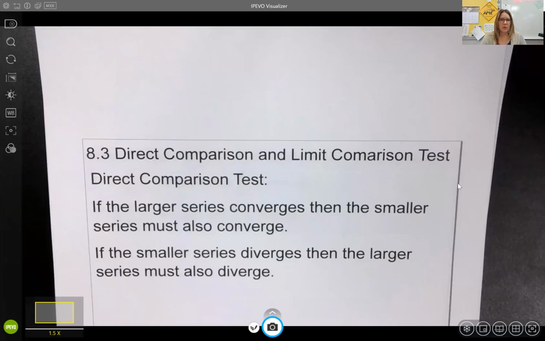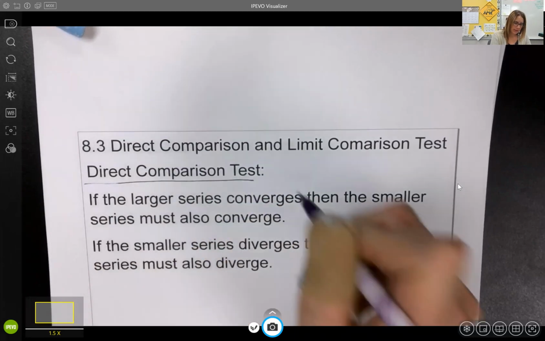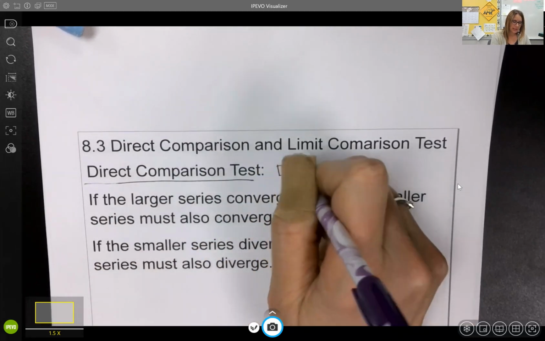Hey guys, all right, we're going to do another comparison test. So we're going to do the limit comparison test and the direct comparison test. Okay, so we're going to start off with the direct comparison test. This is going to be DCT.